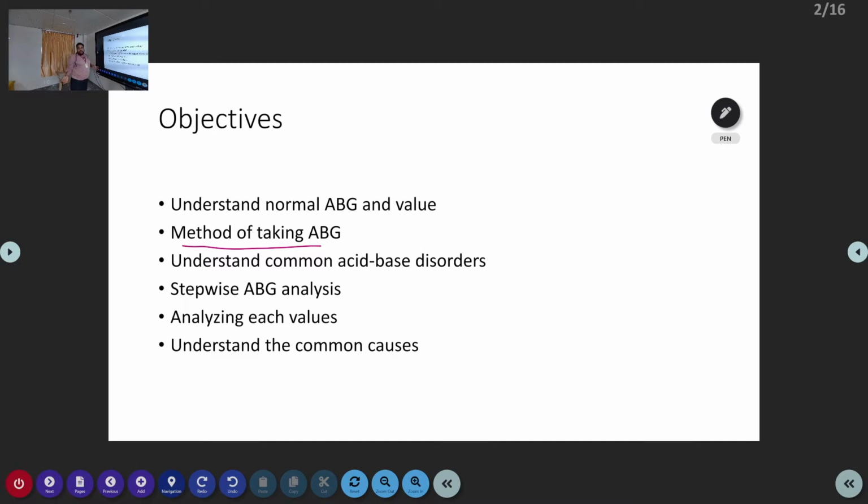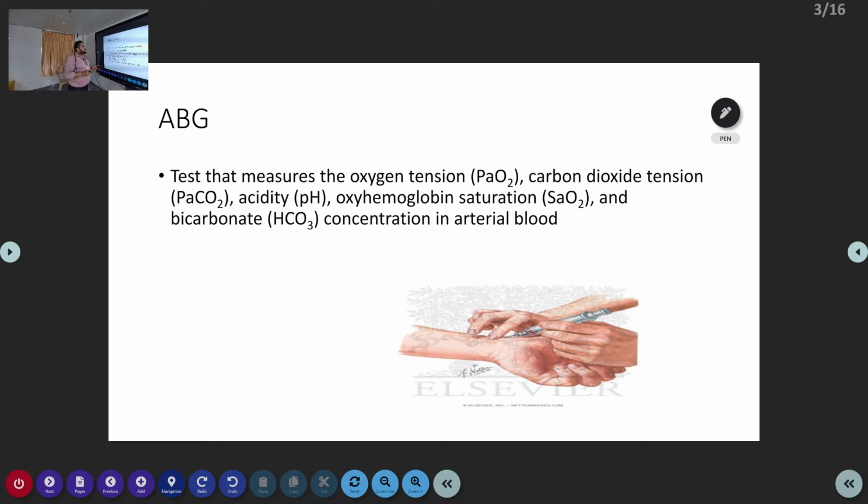At the end of this ABG module, which we are going to take over the next 1 week, you will be understanding the common acid-base disorders, stepwise ABG analysis, analyzing each value, what is the normal value, what is an abnormal value, and what are the common causes for these abnormal acid-base disorders. But today, the aim of the class is how will you take an ABG? That is my agenda for the day.